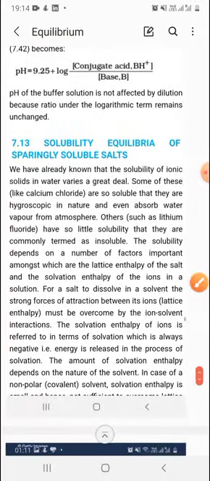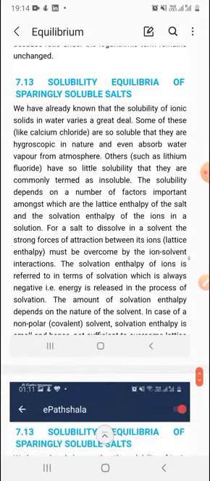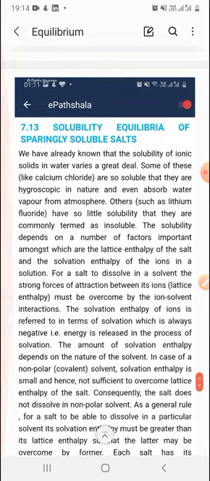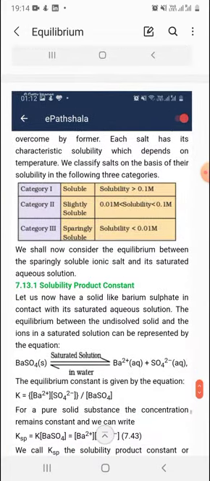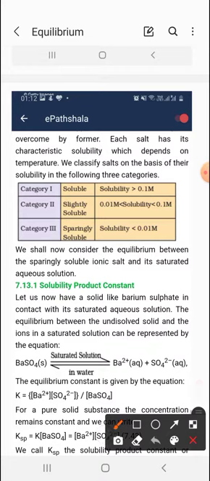Now next is the solubility equilibrium of sparingly soluble salts. Basically, what do you mean by sparingly soluble salts? If I look at this table, if the solubility of any salt is greater than 0.1 molar, then we can see the salt is soluble. If solubility lies between 0.1 to 0.01 molar, then it will be slightly soluble. If its solubility is very much less, less than 0.01 molar, then your salt will be sparingly soluble. So sparingly soluble means an almost insoluble salt.